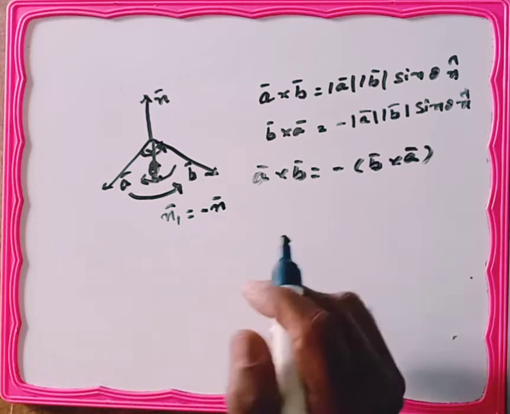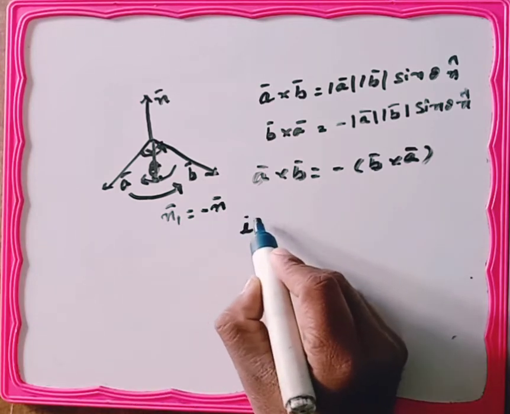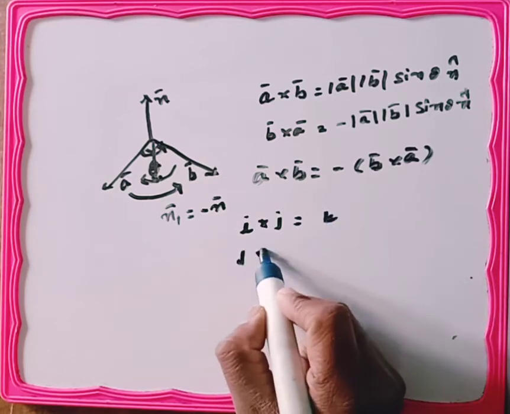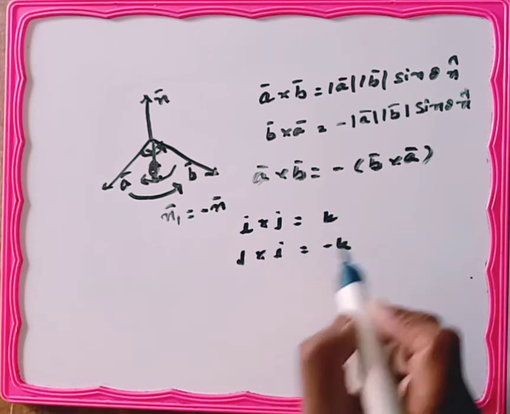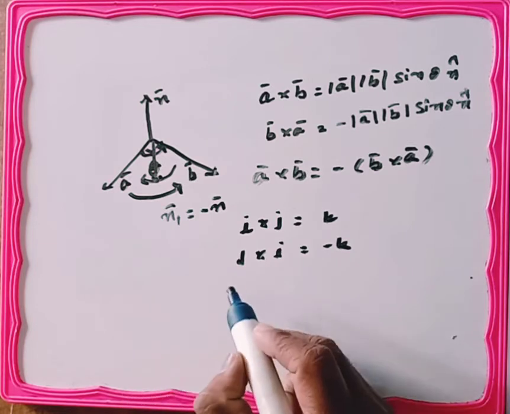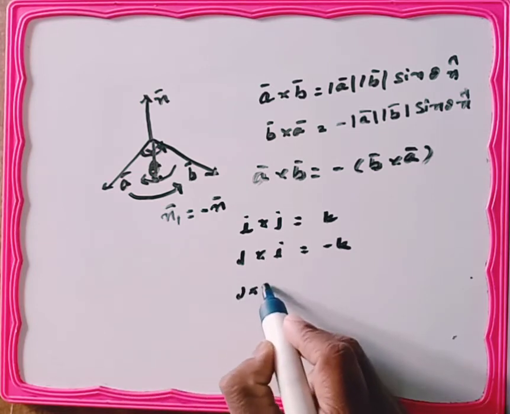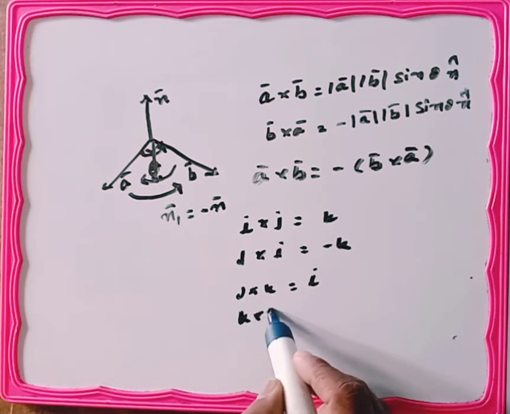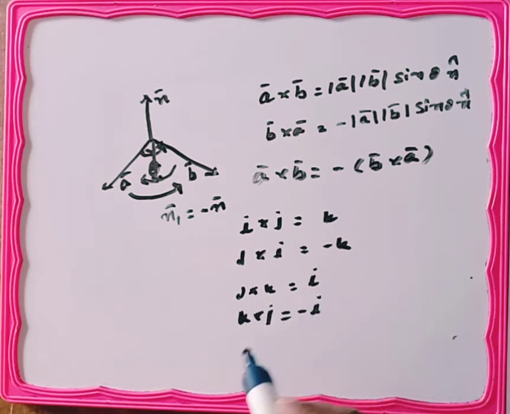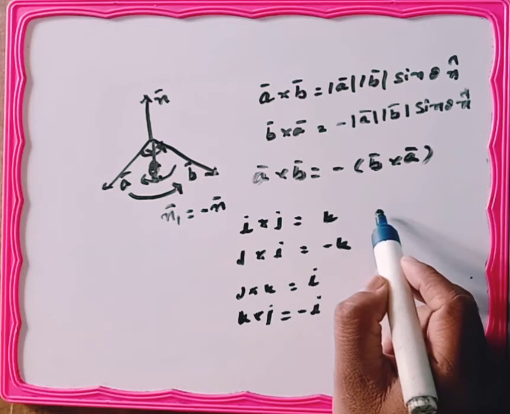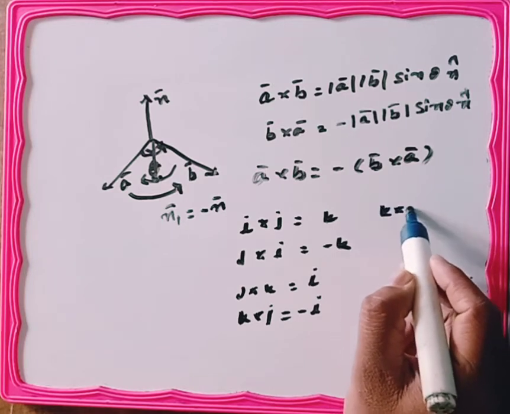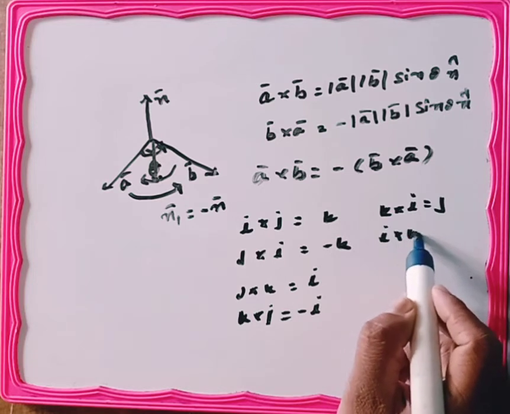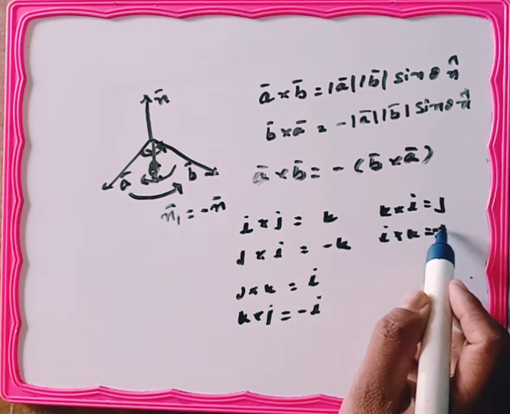And using this, if i cap cross j cap gives us k, then j cap cross i cap will give us minus k. In the same way, if j cap cross k cap gives us i cap, then k cross j will give us minus i direction. And if k cap cross i cap gives us j cap, then i cap cross k cap will give us minus j.